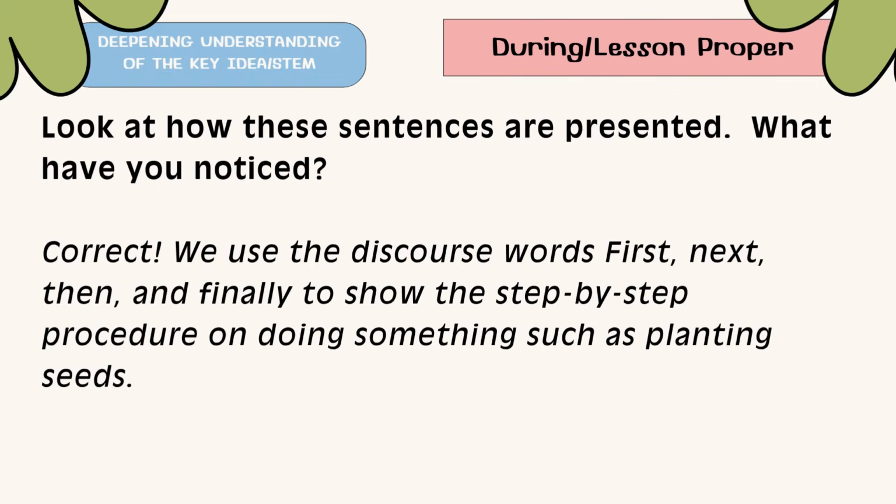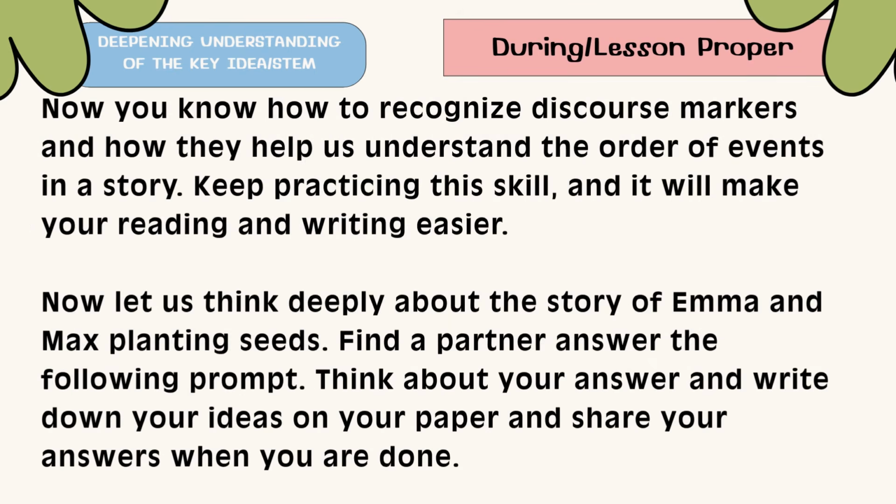Look at how these sentences are presented. What have you noticed? Correct. We use the discourse words first, next, then, and finally or last to follow the step-by-step procedure on doing something such as planting seeds. Now, let us think deeply about the story of Emma and Max planting seeds.